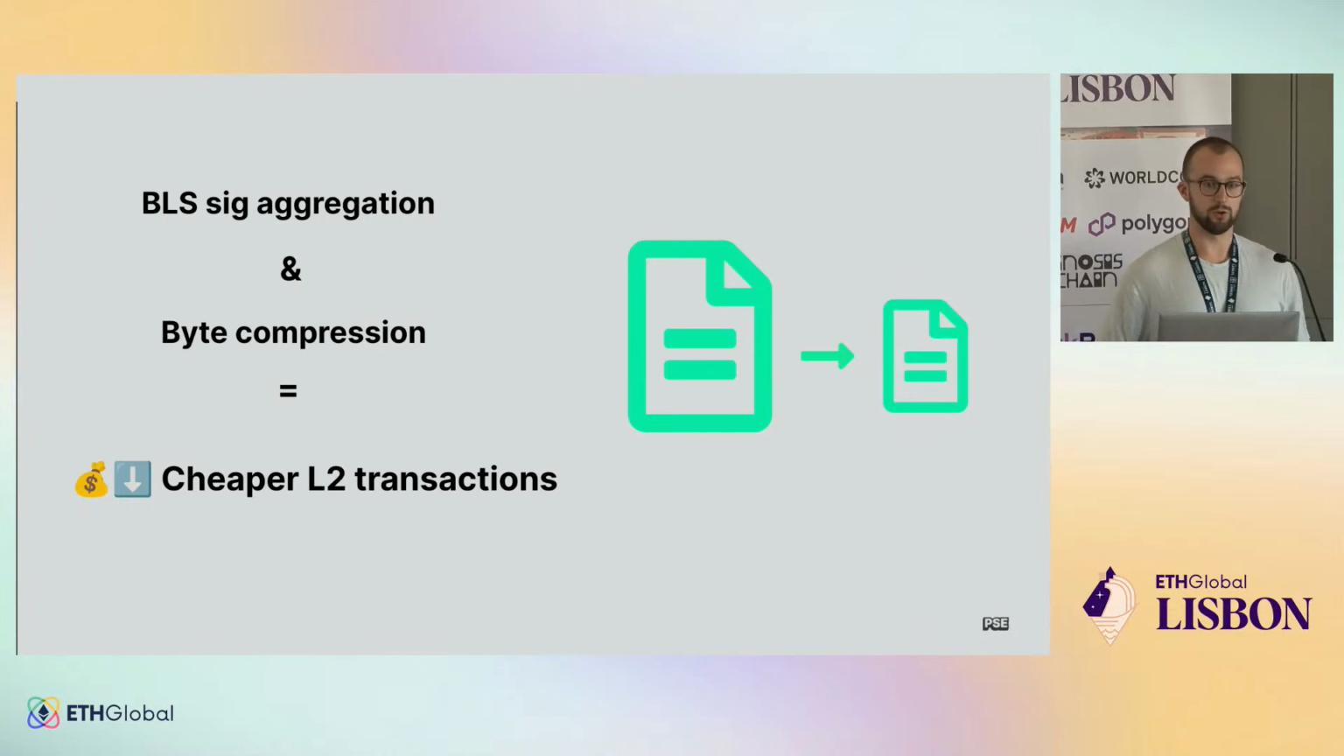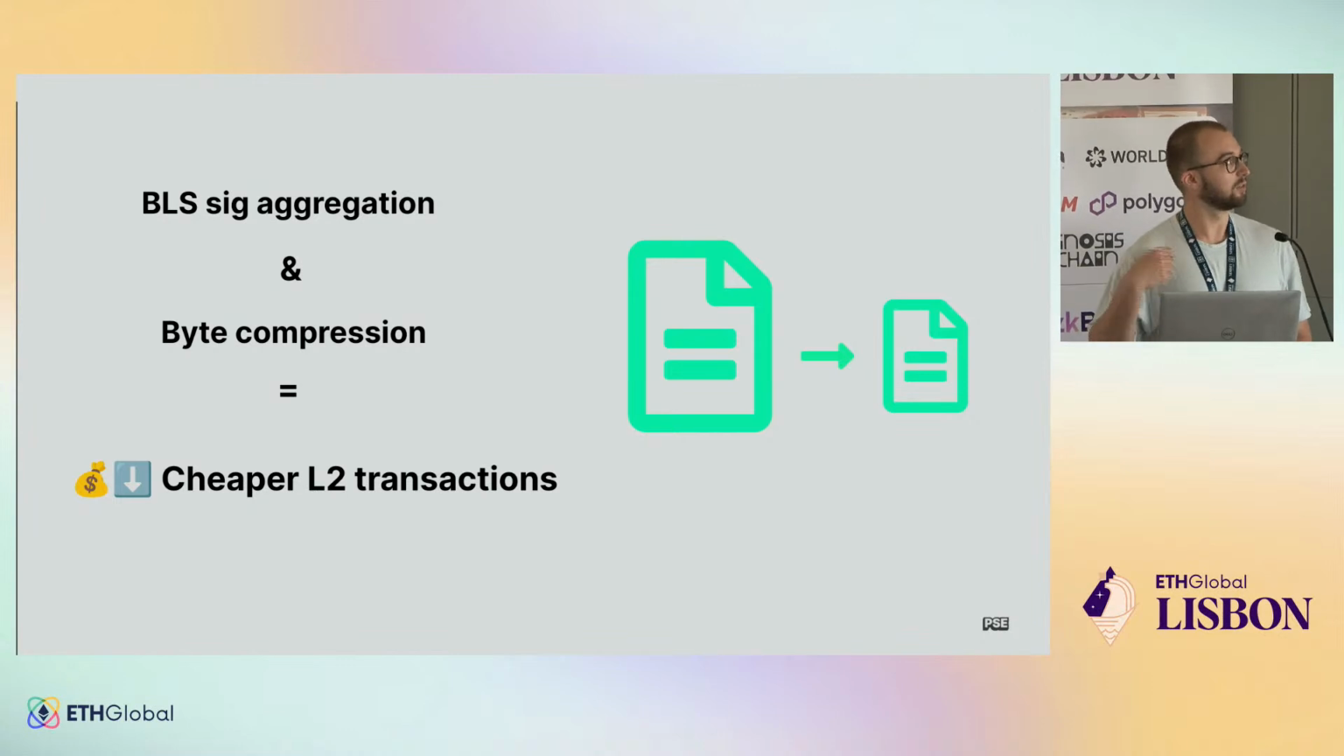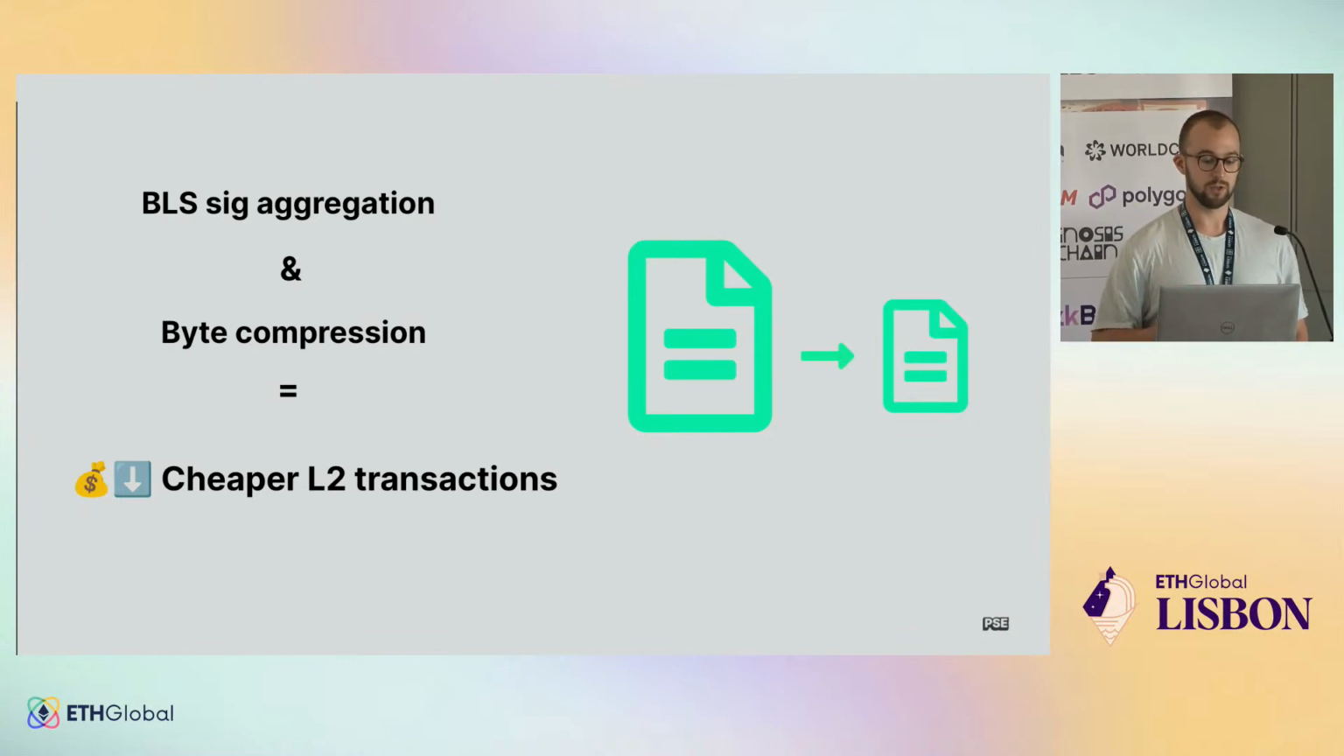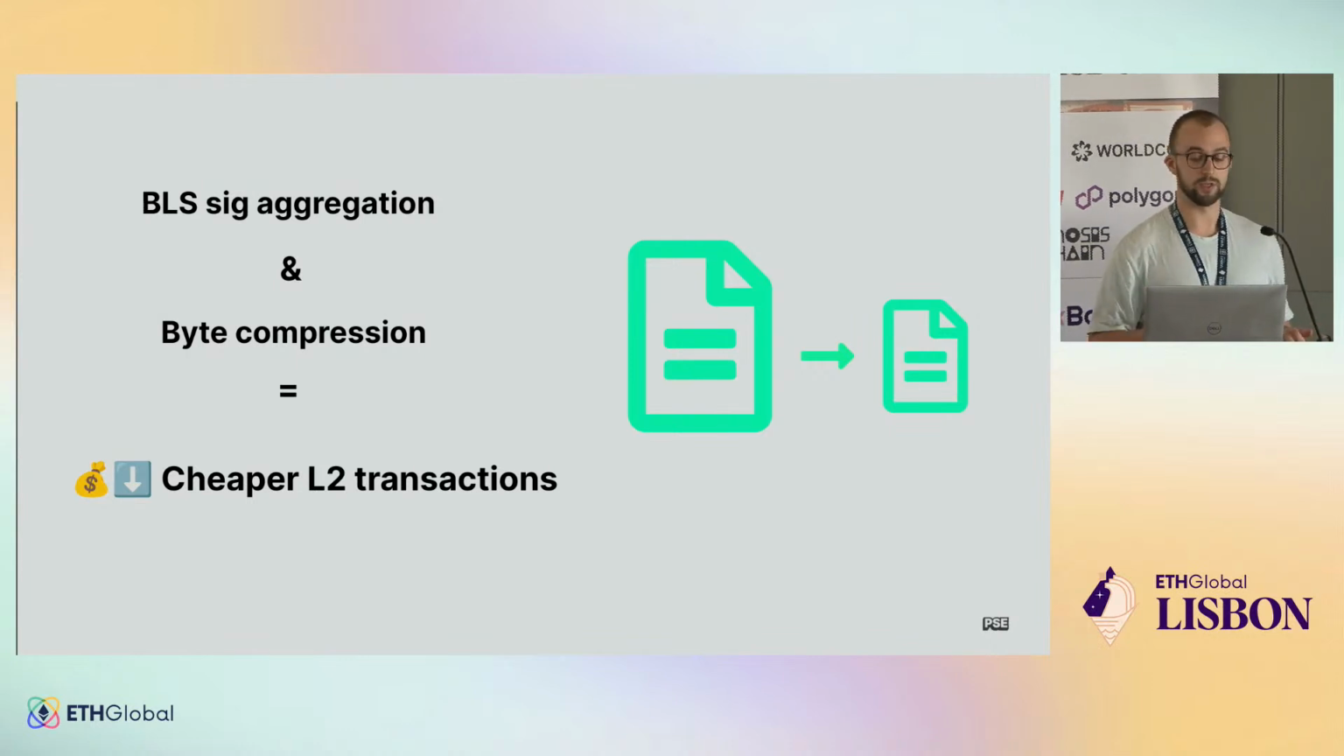Wax started off to bring cheaper L2 transactions to EVM chains to enable new applications. We can do this through BLS signature aggregation, which can reduce the call data that gets posted to L1 by combining many signatures into a single signature. But the signature aggregation by itself won't get us all the way, so we need to do some call data compression as well, using the techniques that Andrew mentioned earlier in the presentation. And it's important to mention that the gas savings we've spoken about can be used in addition to the gas savings from L2s.